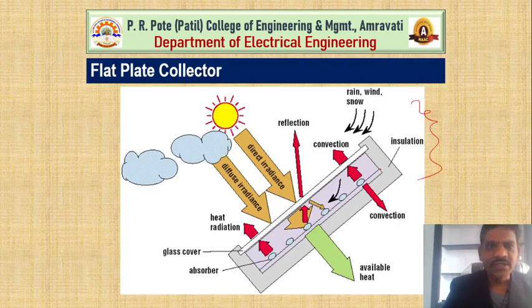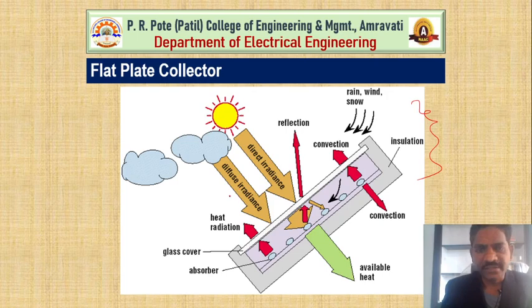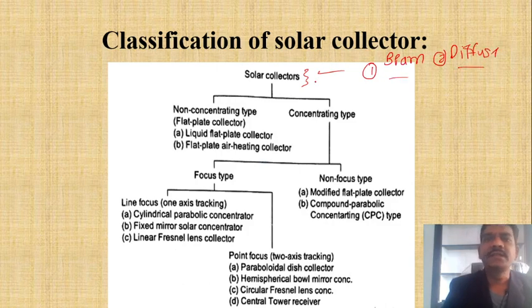Before discussion of this flat plate collector, first of all, we discuss the classification of solar collectors. Solar collector means, guys, to collect the solar radiation. Both types of radiation are collected, beam and diffuse. Both types of radiation are collected by a device that is called a solar collector.